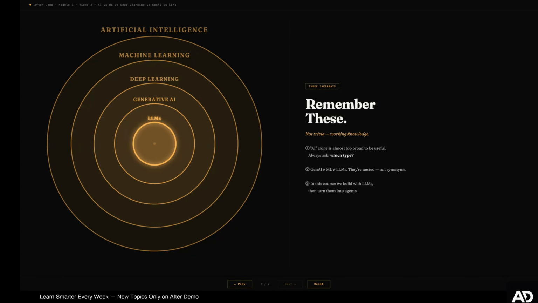Three things to take away. First, these terms describe different levels of specificity. AI is almost meaningless without context. LLM is precise. Second, when you hear "we are building with AI" from now on, you should be able to say specifically, we are building with LLMs.